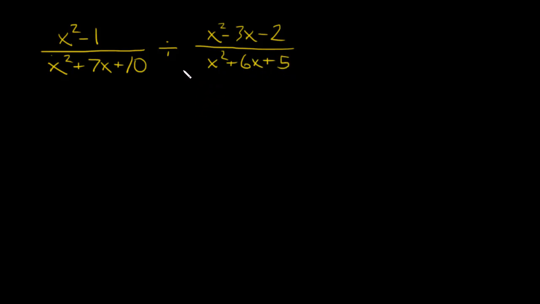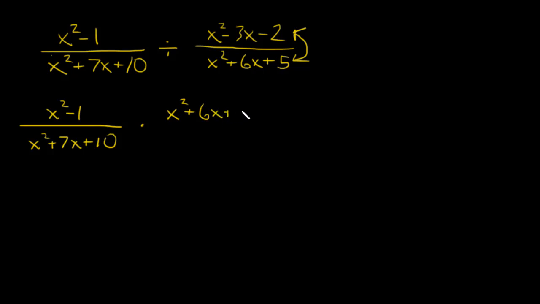Okay? First thing I do before I do any of this is I change this division into a multiplication by flipping the second fraction. So I'm going to recopy (x squared minus 1) over (x squared plus 7x plus 10) times, now I'm going to flip it, so the bottom becomes the top, (x squared plus 6x plus 5) over (x squared minus 3x minus 2).